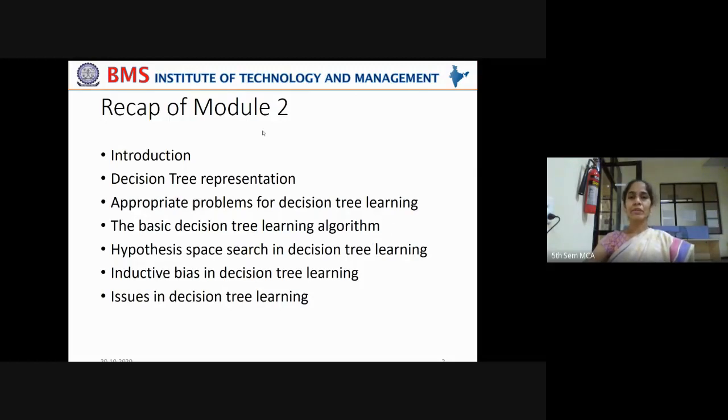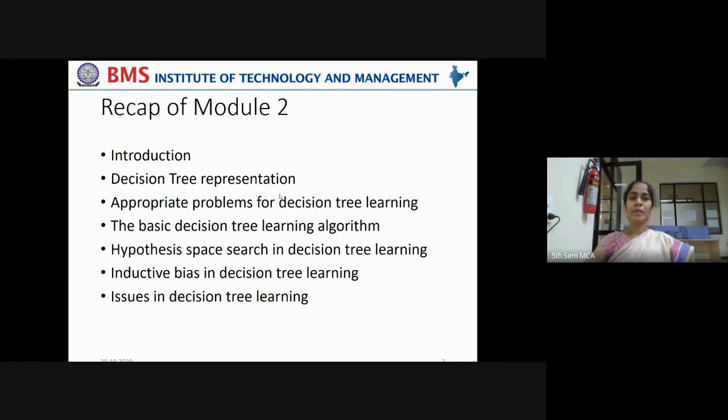So in the second module, we have seen an introduction to decision tree learning and how they are represented in the form of root and child nodes connected by branches. And appropriate problems for decision tree learning. The problems with certain characteristics would be best suited to be learned using the decision tree algorithm, right? What kind of problems will exactly suit this kind of learning, that we have seen.